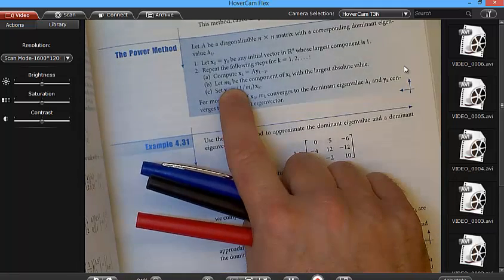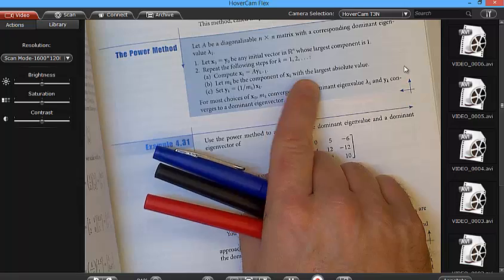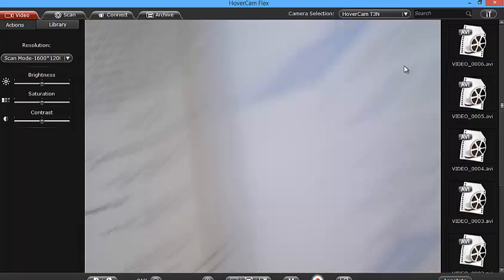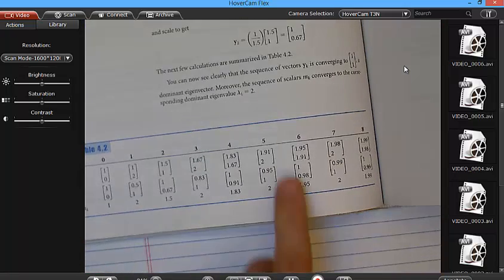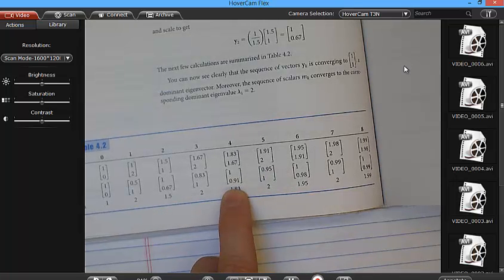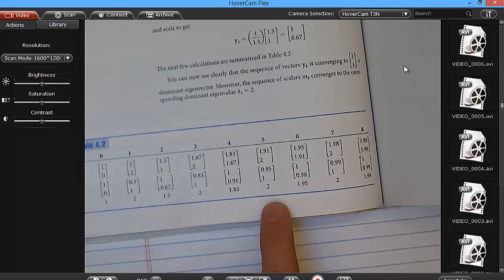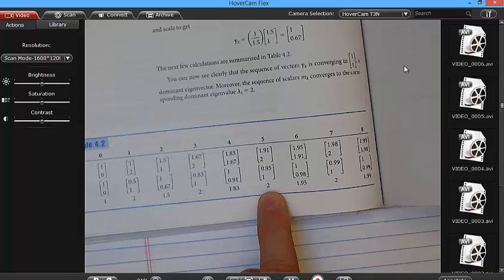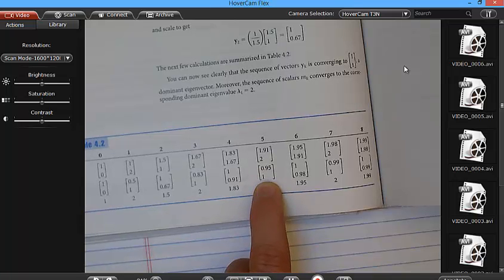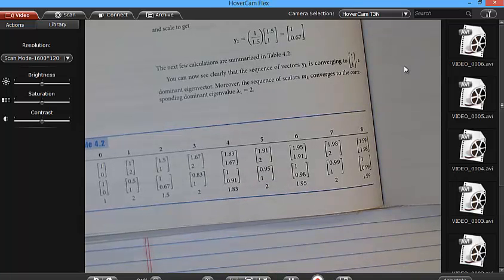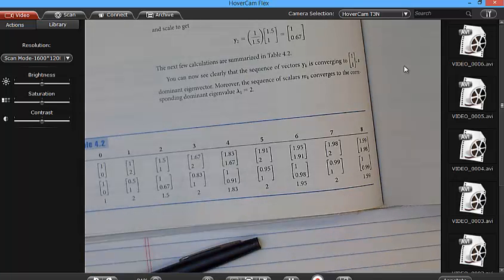Then let m_k be the component of x_k with largest absolute value. And that's what you divide by. So what happens is when I do A times (1, 1), I get (1, 2). That's my m. So I divide by 2, and I get this. And what I did was I tried to program that into MATLAB for you.